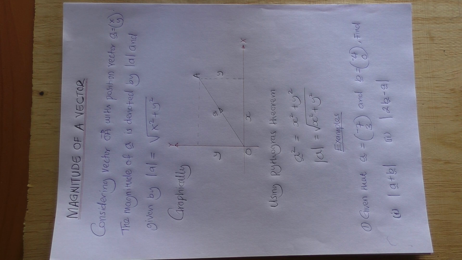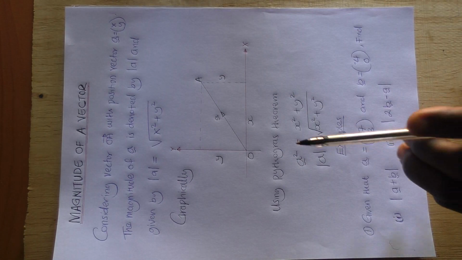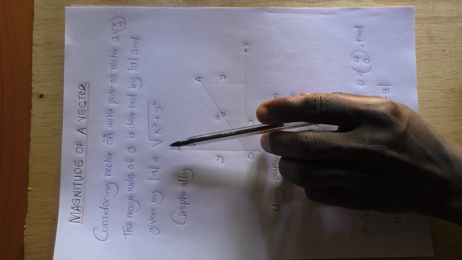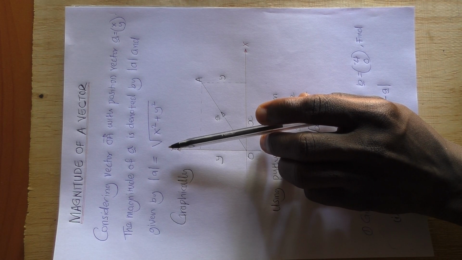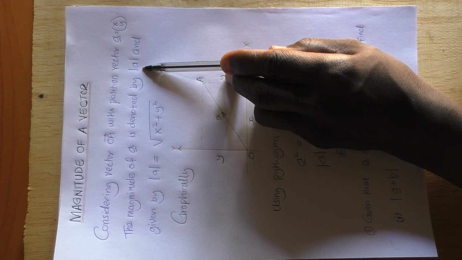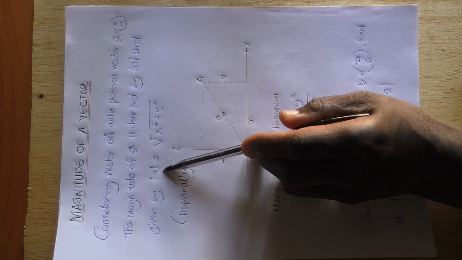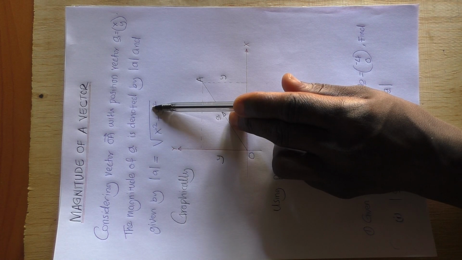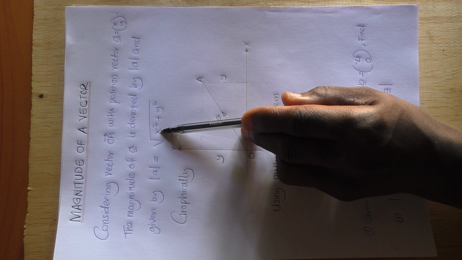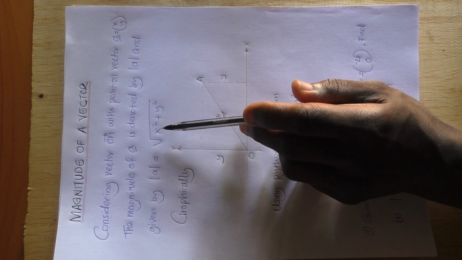We shall consider vector OA with position vector A given as (x, y). The magnitude of position vector A, or the magnitude of vector A, is denoted by the modulus of A, and is given by the square root of the square of the x component plus the square of the y component.